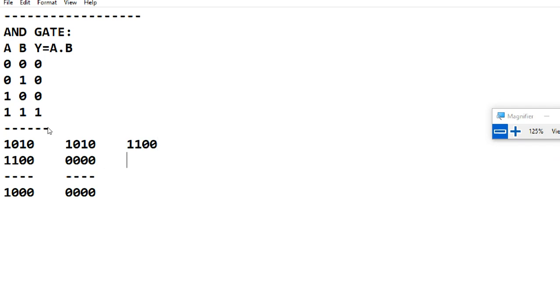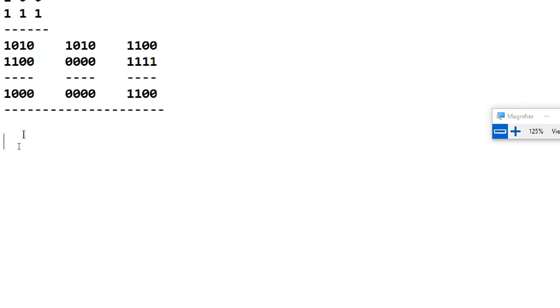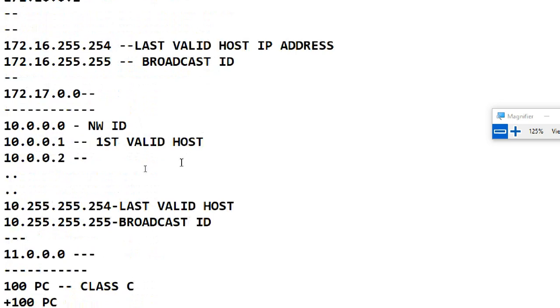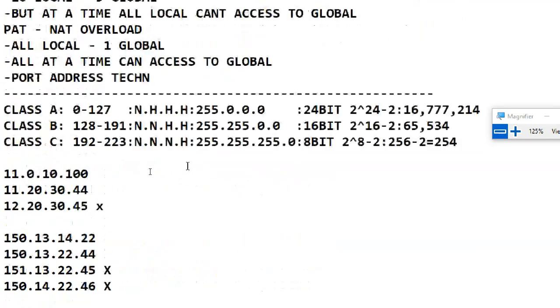I took another number. I put all ones as the input. 1 1 1 1 with 1 0 1 0 0 1 0 gives the same number only. If all are ones, you'll get the same number here. Like that, your ANDing operations will work.